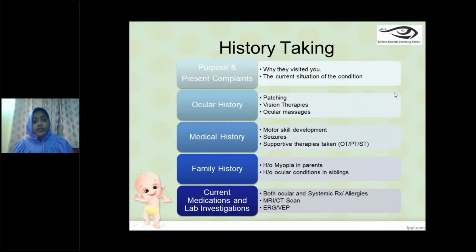We should ask about squint surgeries, and we should ask about any early cataract surgeries. We should ask about the laser to rule out if the baby is a ROP baby. Moving on next to the medical history, apart from all the systemic conditions which we are asking them, we have to ask about the development of the child.